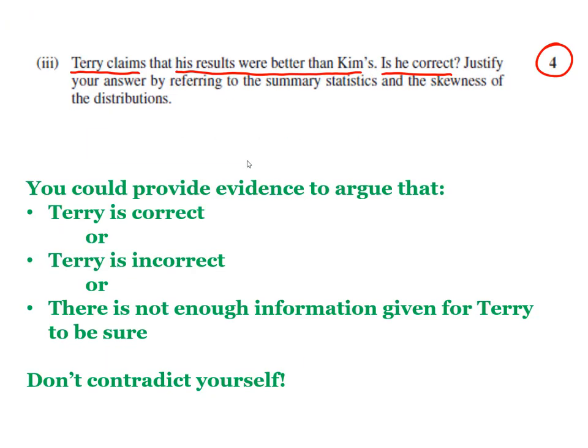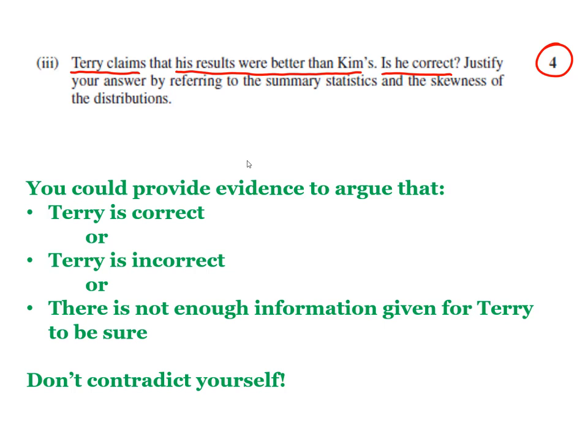Here's another one. 4 marks this time. Terry says, I'm better than you, Kim. Is he correct? There were 2 data sets with some information. Justify your answer. You've got to use summary statistics and skewness. Is Terry correct? You need to make a decision, and you need to argue the case.